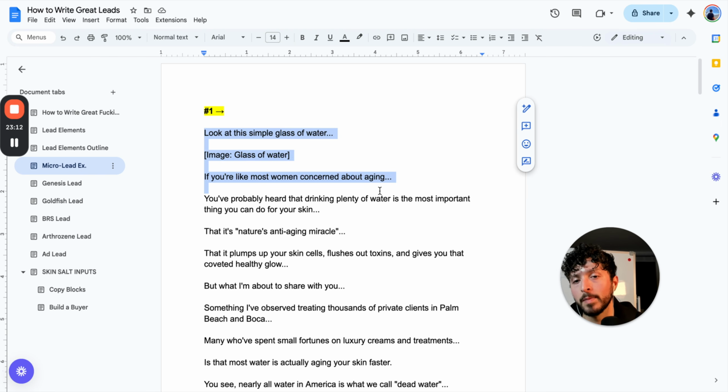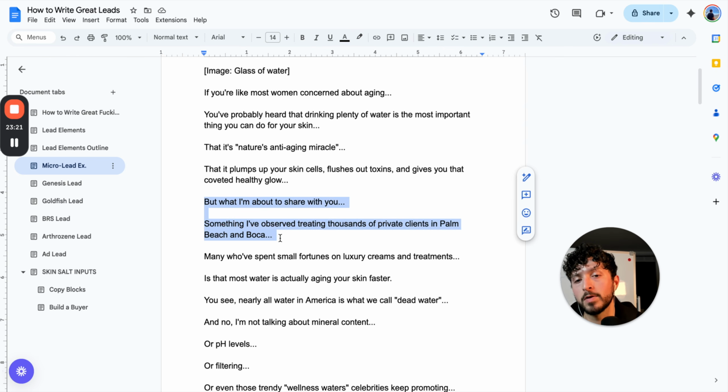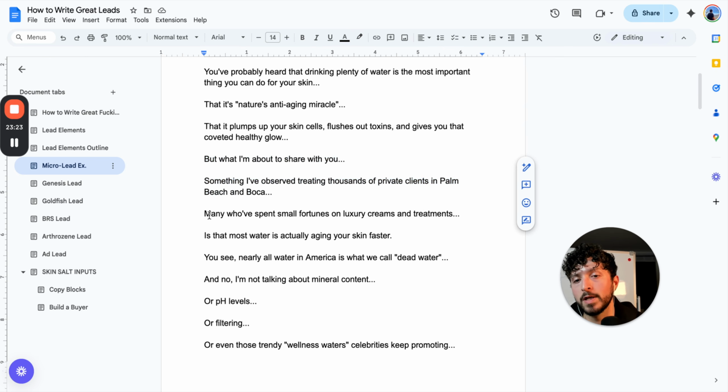If you're like most women concerned about aging, you probably heard that drinking plenty of water is the most important thing you can do for your skin. It's nature's anti-aging miracle. Plumps up your skin cells, flushes out toxins, gives you that coveted healthy glow. What I'm about to share with you, something I've observed treating thousands of private clients in Palm Beach and Boca, many who spent small fortunes, is that most water is actually aging your skin faster.